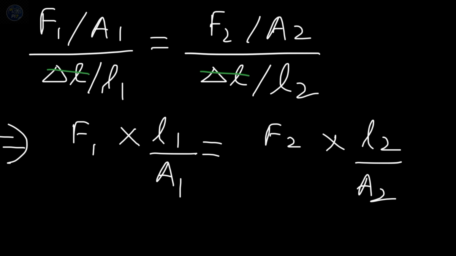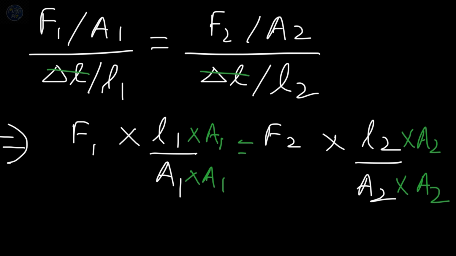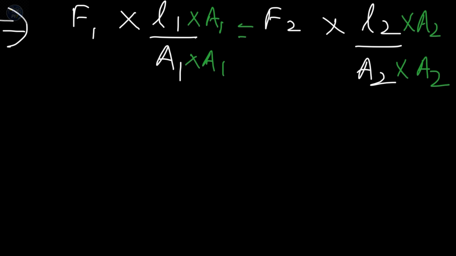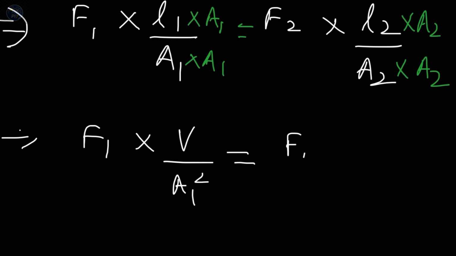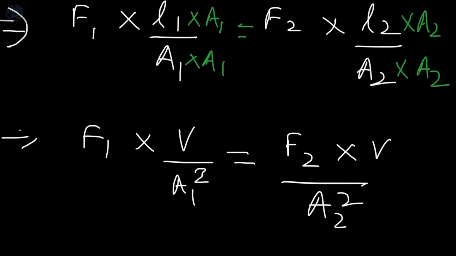So if I multiply area in both numerator and denominator like this, then area times length is volume. So I can remove length from my equation and bring volume into my equation. So then how will it look? It will look something like this: F1 into volume divided by A1 square equals F2 into volume divided by A2 square. Now I can cancel volume from both the sides.